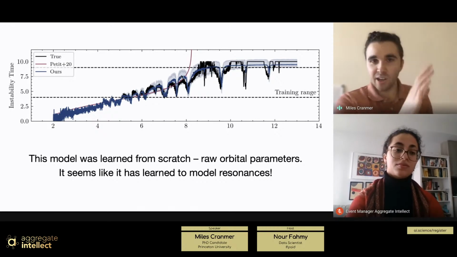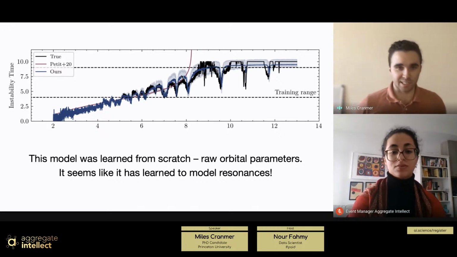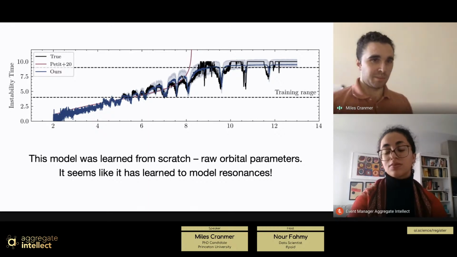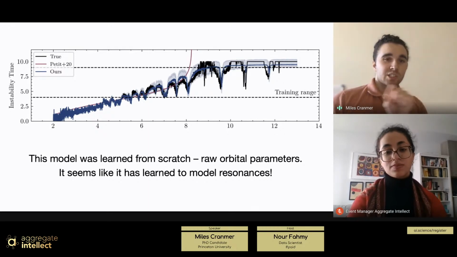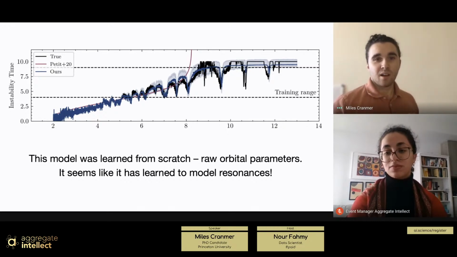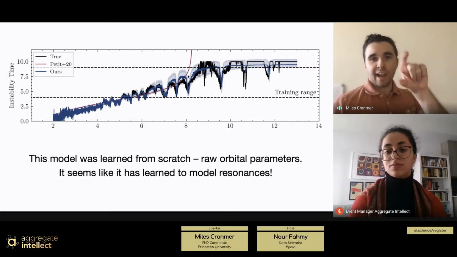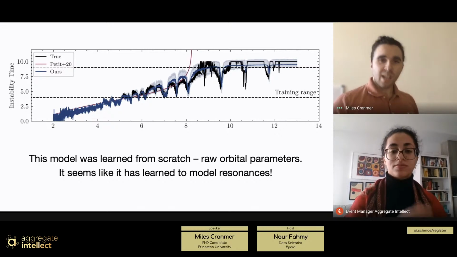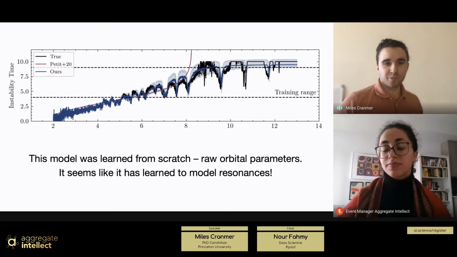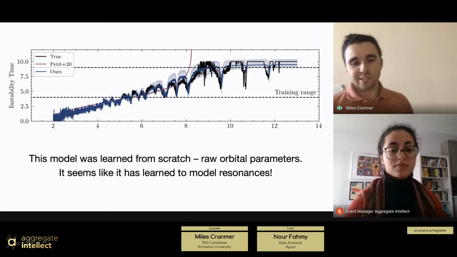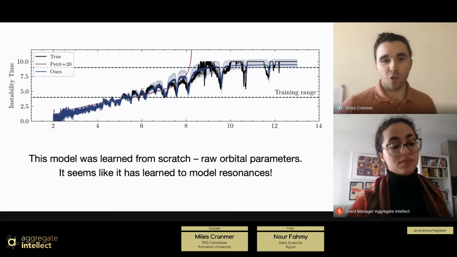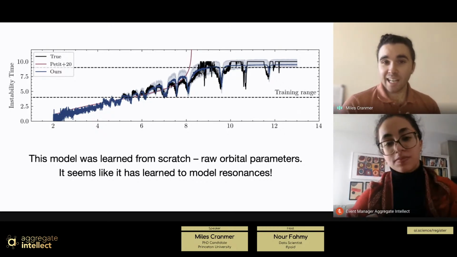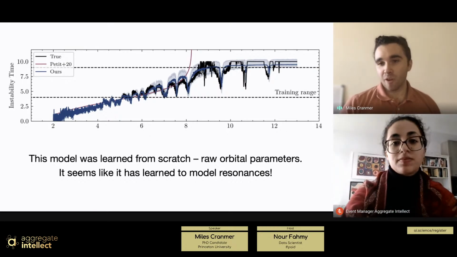And despite not being trained on any 5-planet systems, it's only trained on 3-planet systems, it can actually predict this curve very well. Even we were surprised by this. And you can see this is the error bar because it's a Bayesian neural network. And so it predicts this problem really nicely.